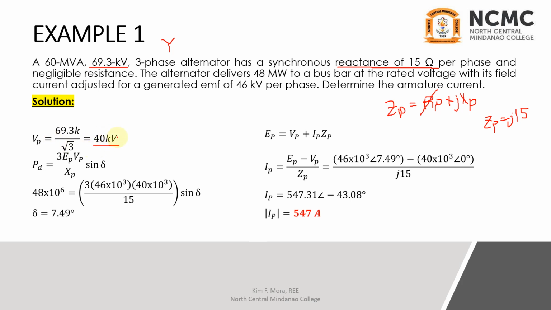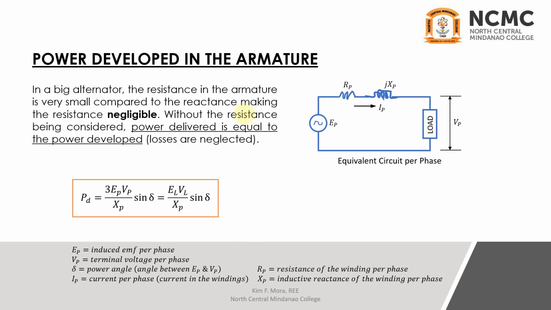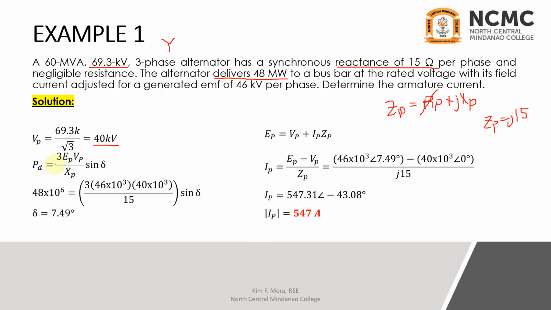Then to solve for our induced voltage, we are going to use the formula, since we are given the delivered power. It says it delivers 48 megawatts of power, so we will use this given. From what we learned, the formula is: the delivered power is equal to 3 times EP VP over XP, times sine of the angle. So this is the formula we will use.